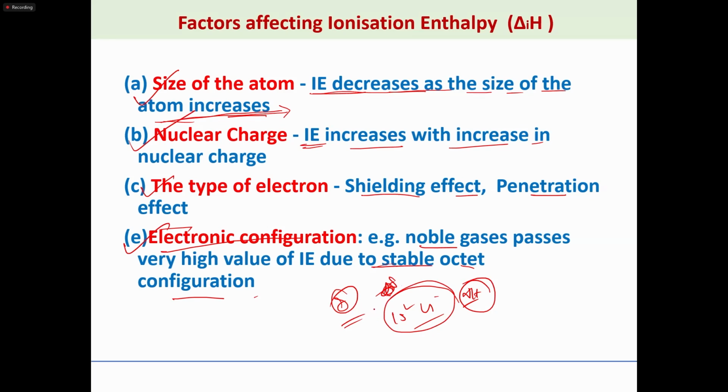From that configuration, if you want to remove one electron, then we have to give higher energy. It is very difficult. So that's why the ionization enthalpy value will be very high for these noble gases or any atom or metal with a stable electronic configuration.